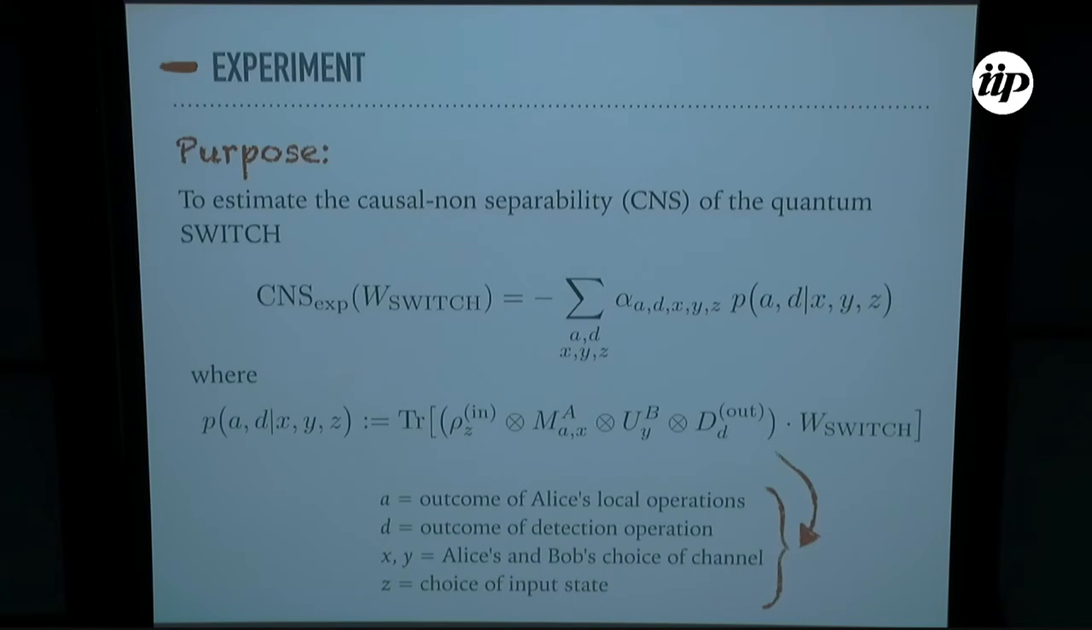So this brings me to the purpose of our experiment. We wanted to calculate this causal non-separability of the switch. With the program that was computing the causal witness, we got a list of measurements that we had to perform. For each measurement, we were getting some probabilities. We were multiplying these probabilities by some weights that we were getting from this program. And then we were just summing them up, changing the sign, and if we were getting something above 0, we had demonstrated the causal non-separability.